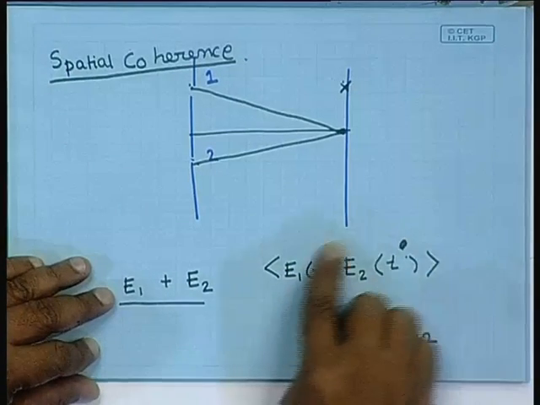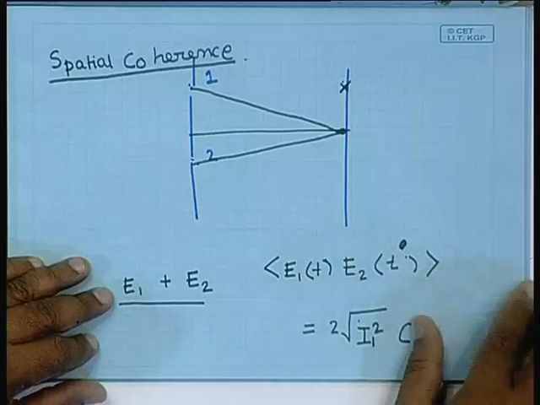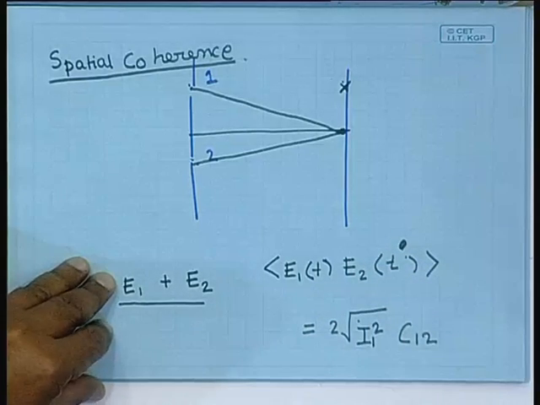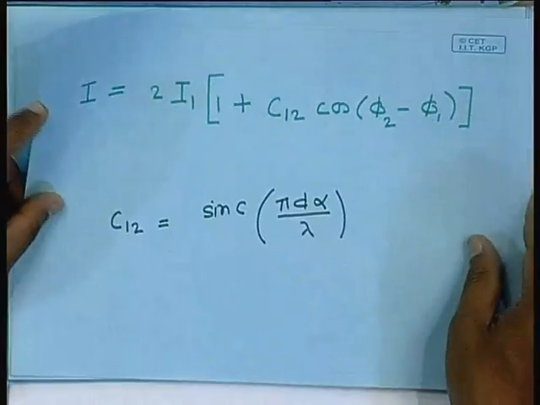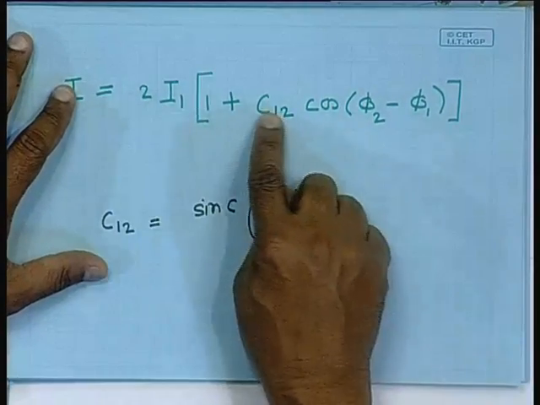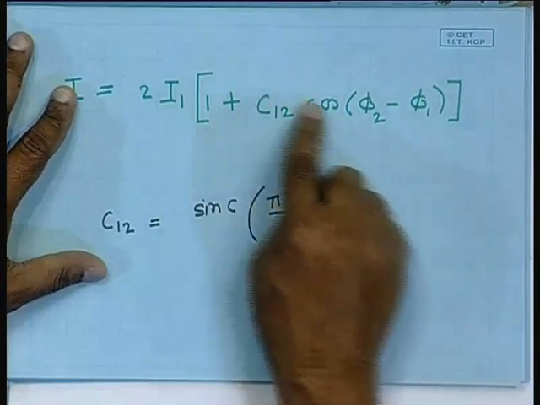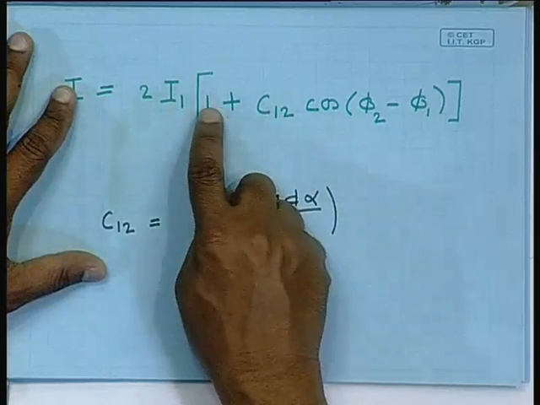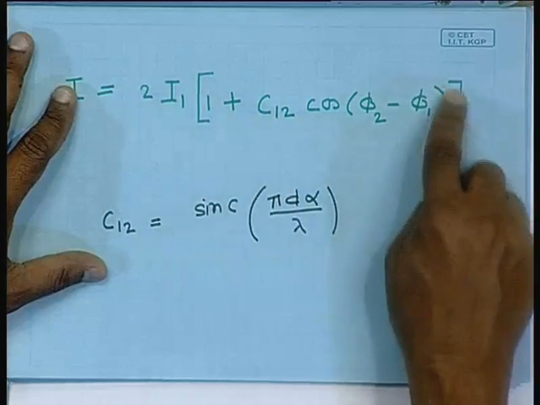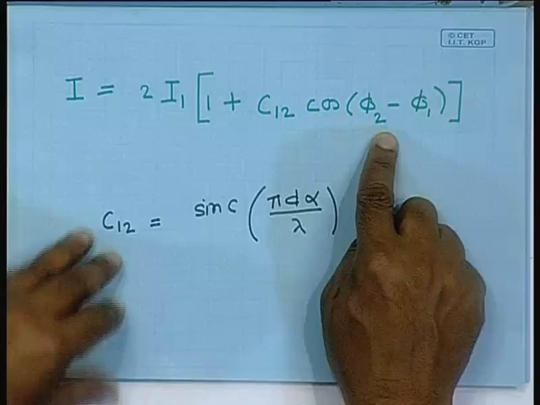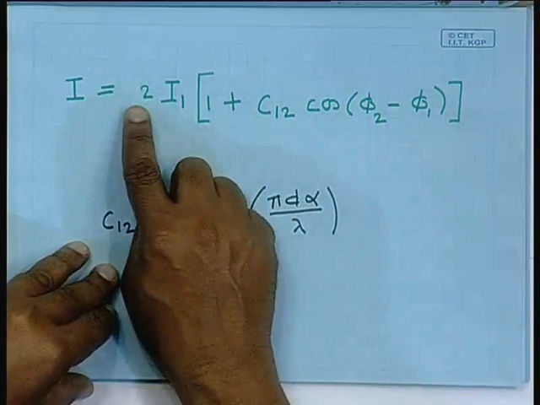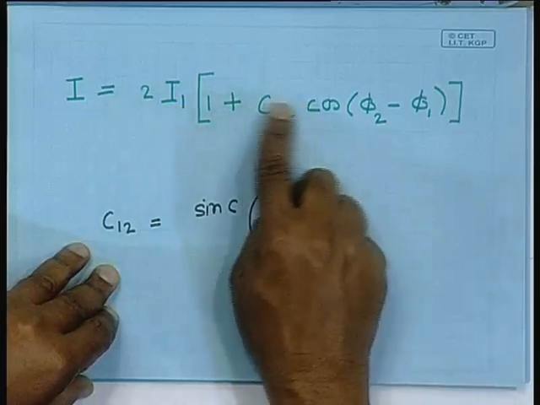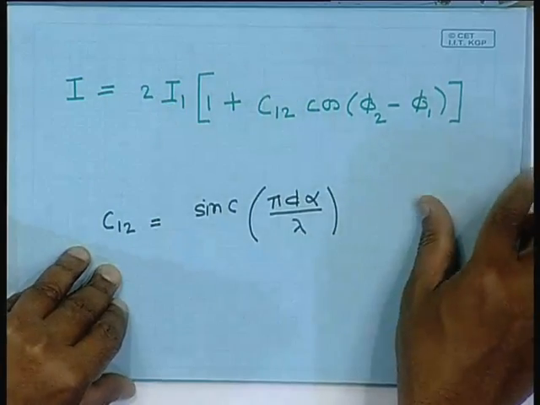And this term, if you look at the intensity, then this term essentially gives rise to this term over here, this into this. This is the sum of the two individual intensities, this is the term responsible for interference. At the central point, phi 2 minus phi 1 is 0. So, at the central point you have 2 I1 C12, this is the degree of coherence.